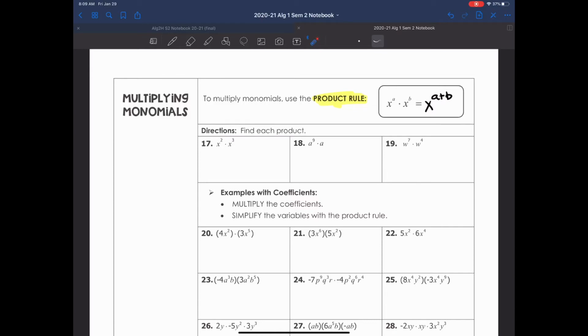So let's look at example number 17 and see how this works. So we're going to find the product of each of these examples. We have x squared times x to the third. Once again, these both have the same base. The base of the exponent here is x.